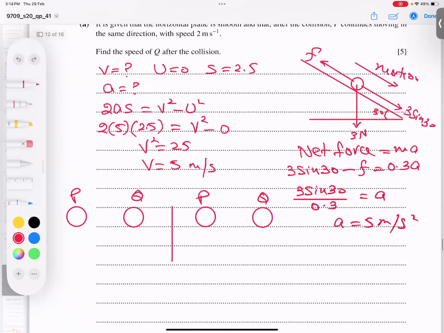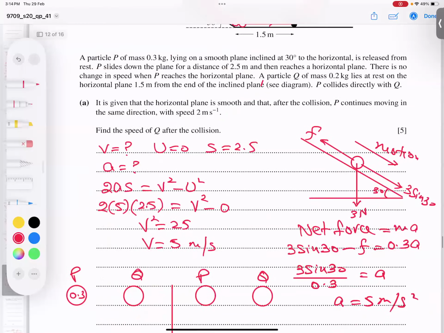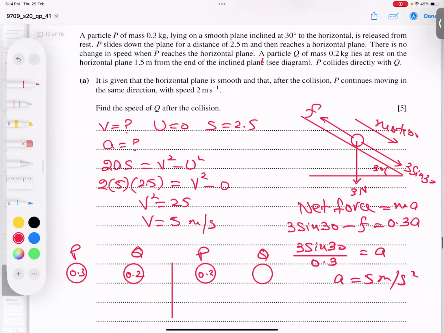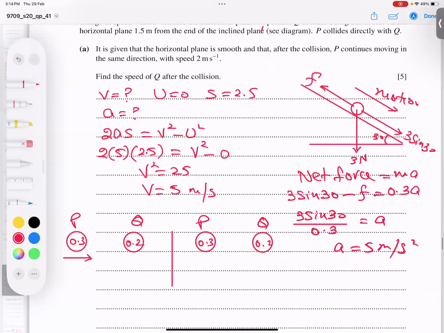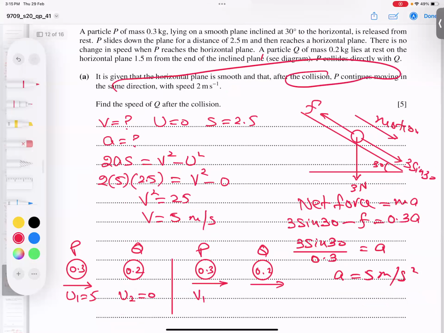Okay, let's proceed. What is the mass of P? 0.3 kilogram, and point Q is 0.2 kilogram. P is going towards Q with the speed of what? U1 is equal to 5. And Q is at rest. So naturally, this will go this way, and this will go this way. He mentioned very clearly that after collision, P will move with a speed of 2. So V1 is 2, and the speed of Q we don't know.